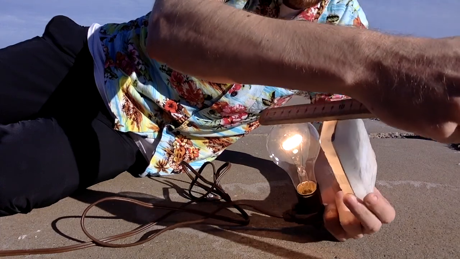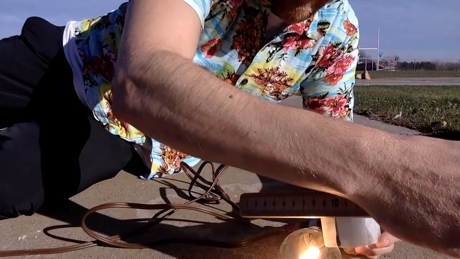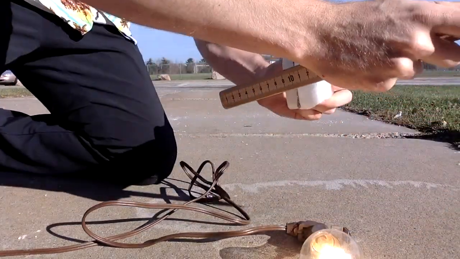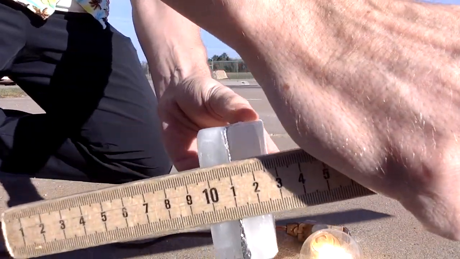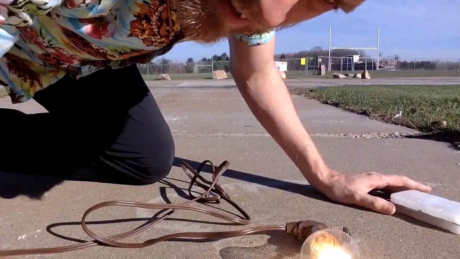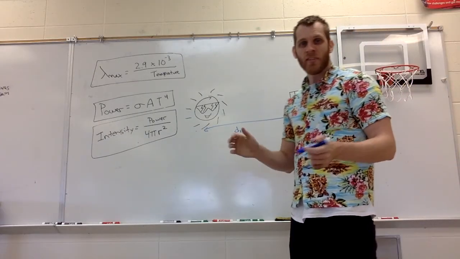Now I'm going to measure the distance from the center of the lamp to the center of the wax bar and get a rough estimate there. If you can see, my estimate is about 11 centimeters to the center of the wax bar. So there's my scenario.